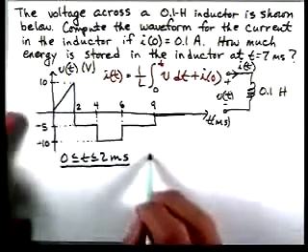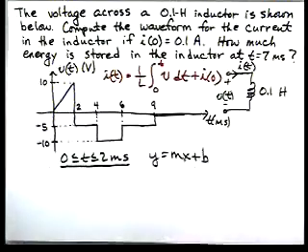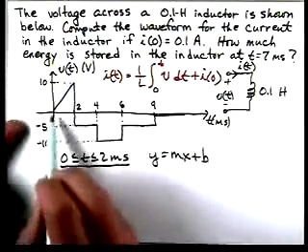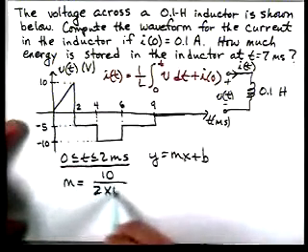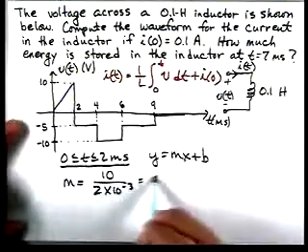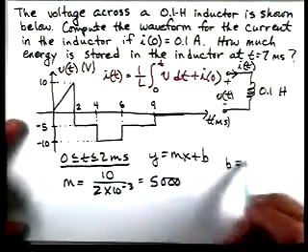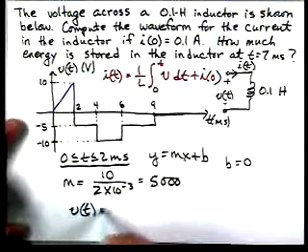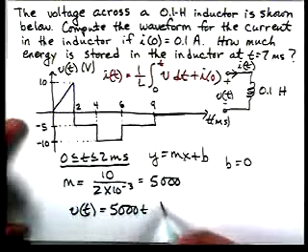That's a straight line. Again, the equation is y equals mx plus b for a straight line. So if we start off, we look at the slope. It goes from 0 to 10 in 2 milliseconds, so the slope is 5,000. Now it's easy to see that the y-intercept is 0. So the voltage expression over this interval is 5,000 t volts.